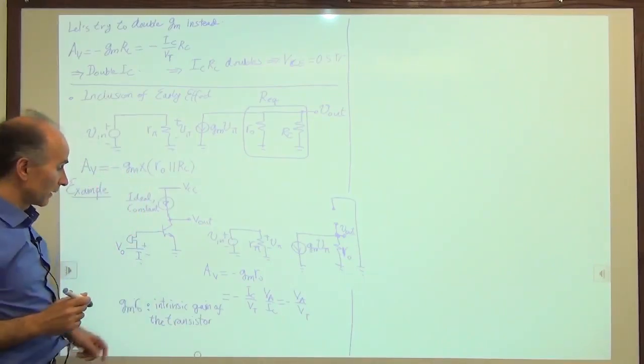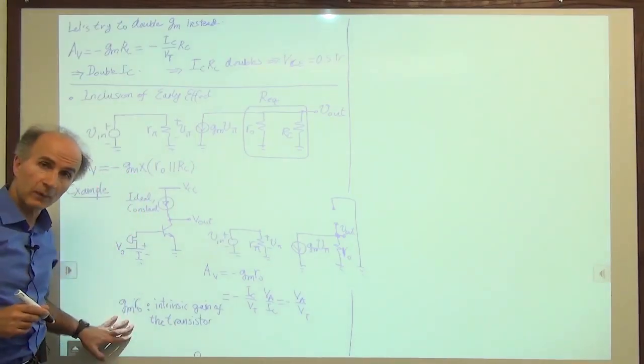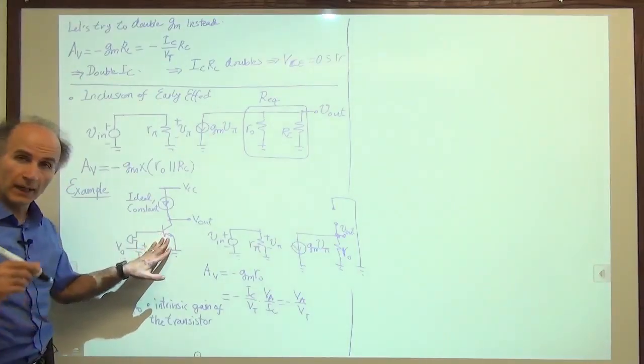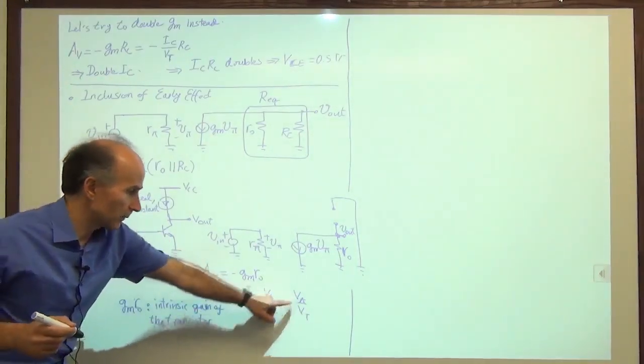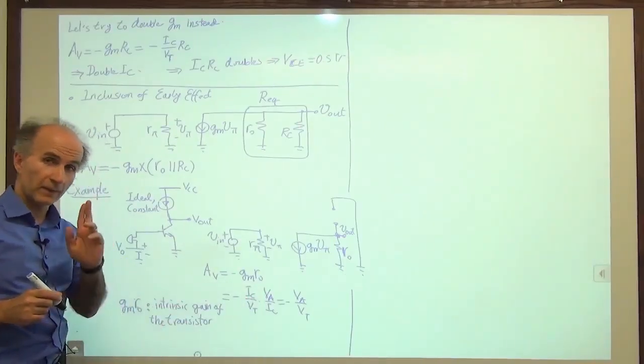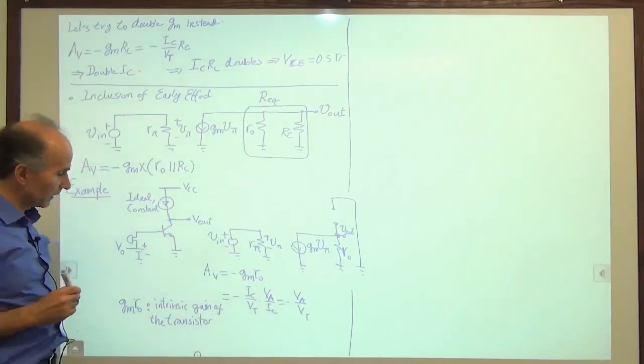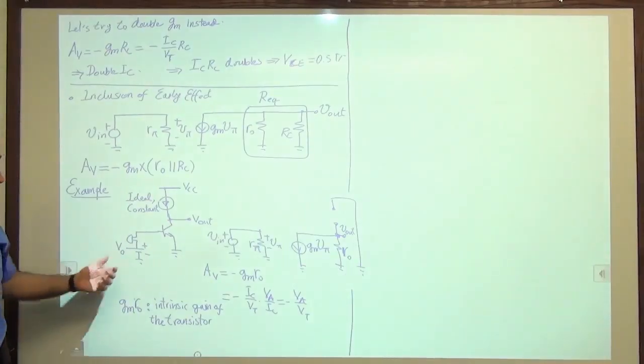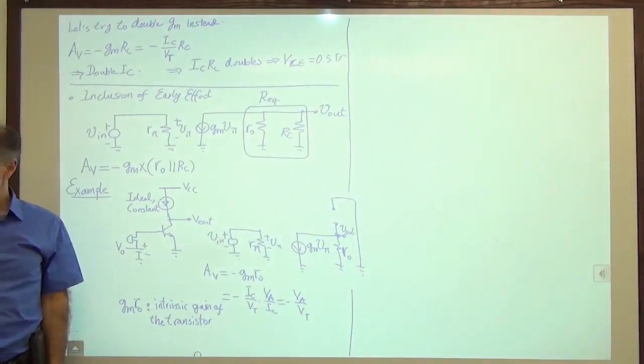Because this is the best we can do. This is the highest gain we can get with a single transistor after we bought it, after we know its properties. You see that this gain does not even depend on beta. It just depends on the early voltage. All right. That's a simple example of a common emitter stage.